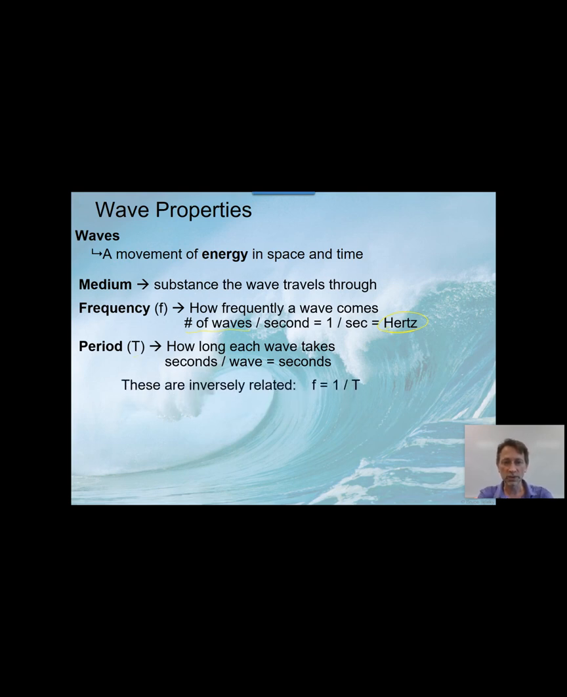Then if you notice, these two are inversely related. So frequency is 1 over seconds and period is just in seconds. Or you could say cycles per second or seconds per cycle. And that's really how these are inversely related.